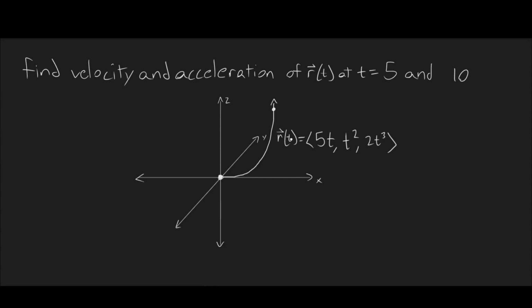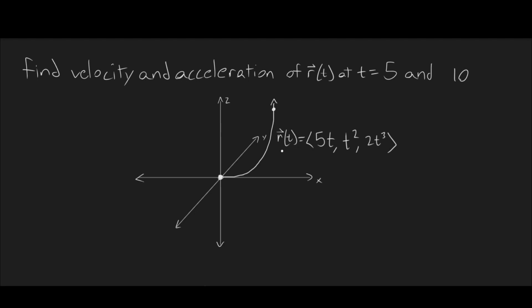Now you could also think of this as t being time, and that you're an object on the curve, or you're walking along the curve and moving along it as the time increases. So when t equals 5, you're at one place, and then you move, and when t equals 10, you move to a different location. So how do we find the velocity and acceleration of r?